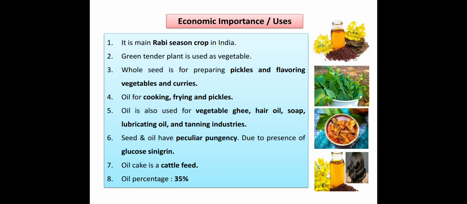Now, the oil cake of this oilseed crop can also be utilized as cattle feed, whereas the oil percentage is up to 35%.